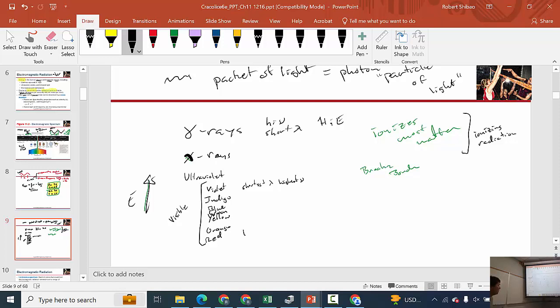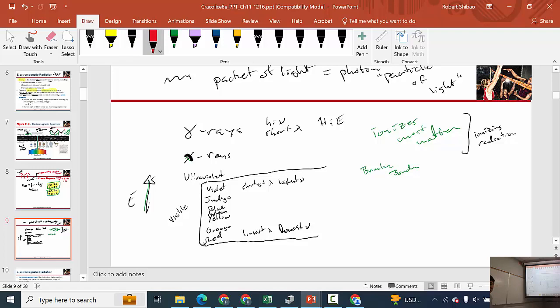And red light will have the longest lambda and the lowest frequency of the visible. We spend a lot of time with the visible spectrum because this is what we can see with our eyes.